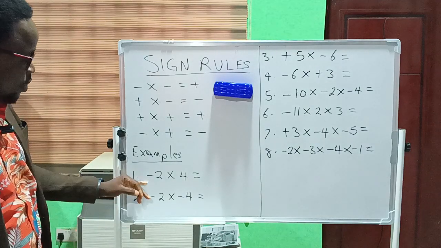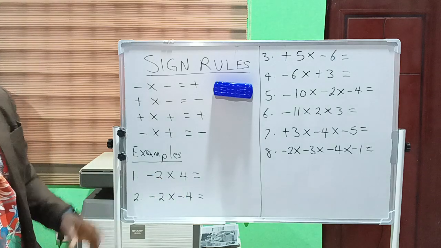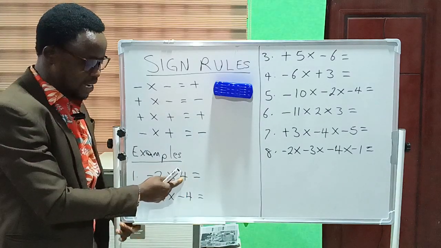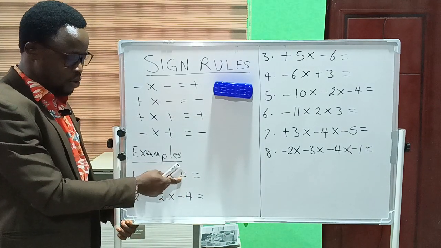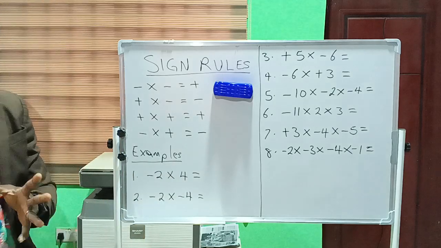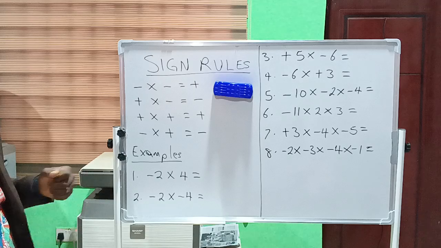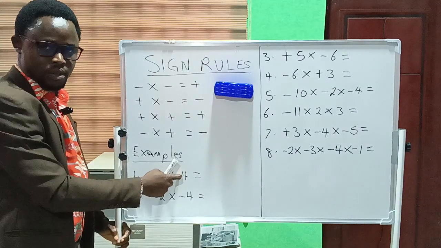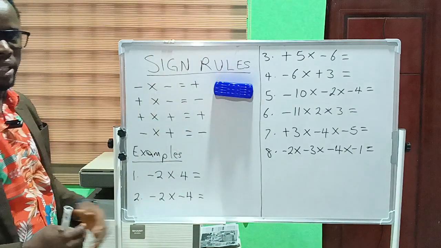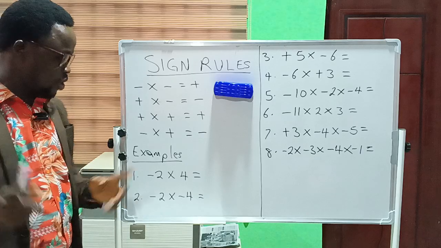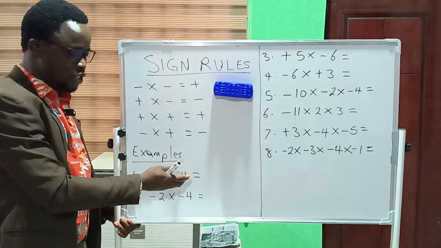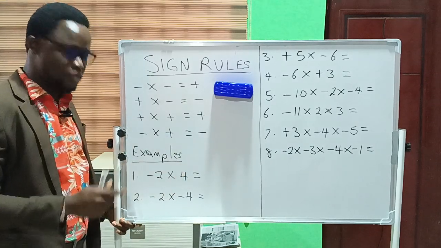Number one says minus 2 times 4. Now take note, it doesn't mean that there's no sign with this 4. When you see a digit standing alone, that digit has a sign. And what is the sign? An invisible plus. So there's a plus here. But let's just assume that there's no sign. At the same time, just telling you, when you have a digit standing alone, there is an invisible plus.